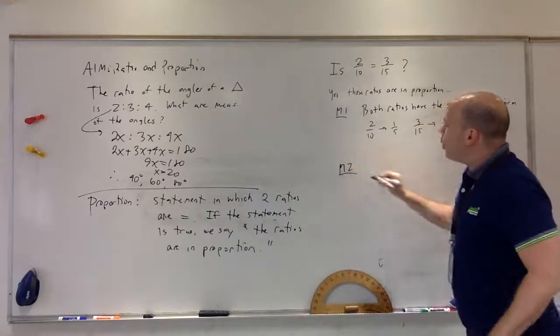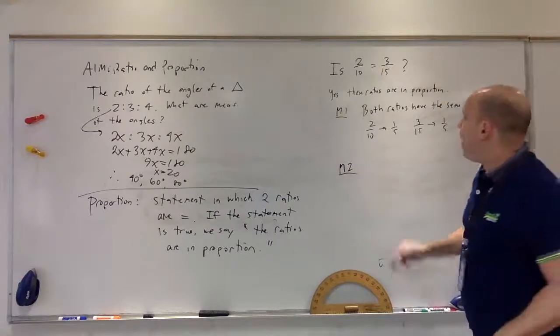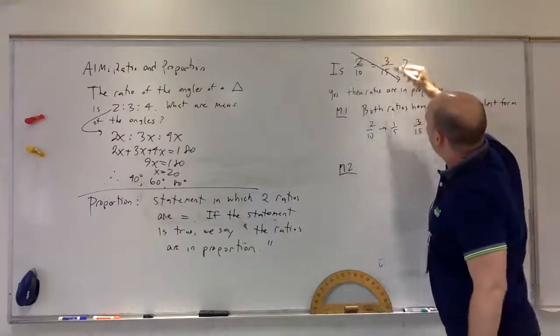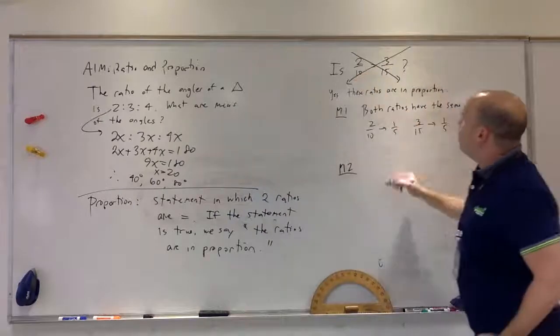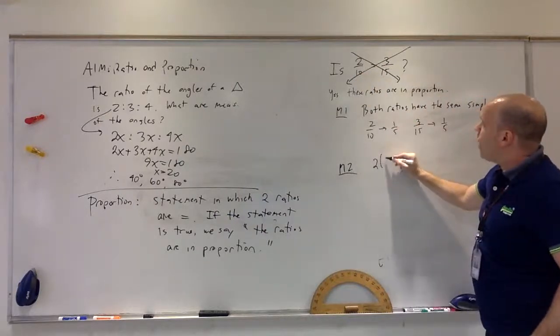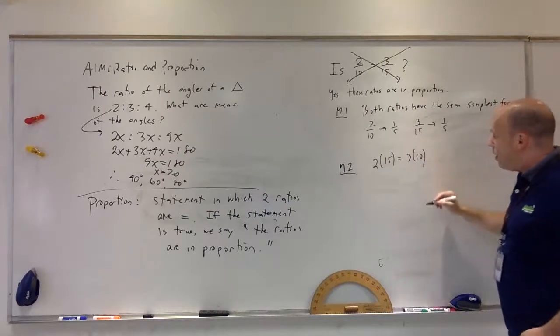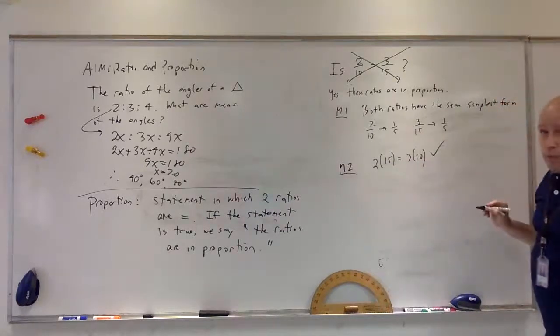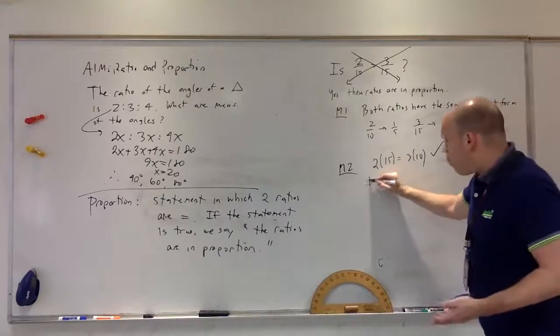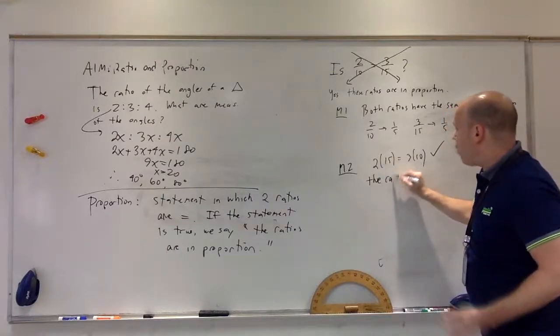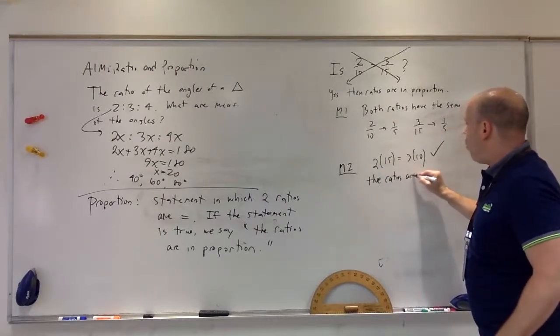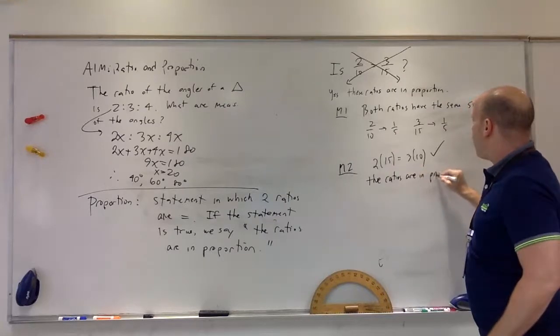Method two is something you might have learned. The product of the means is equal to the product of the extremes. So because 2 times 15 is equal to 3 times 10, because that's true, the ratios are in proportion.